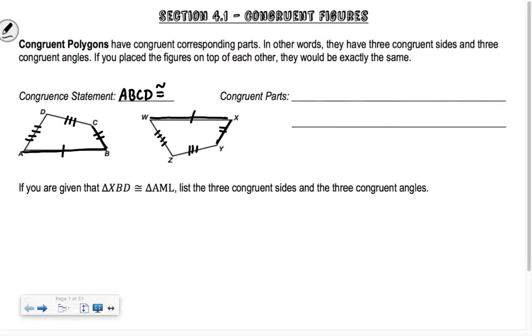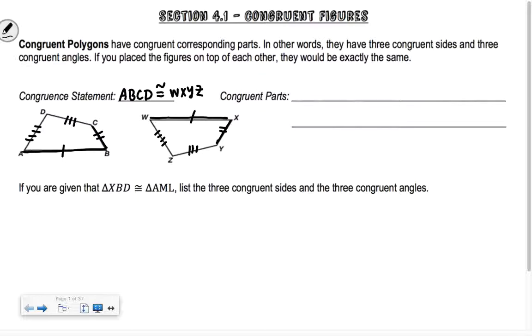Lots of little marks. As I go around A to B to C to D, let's go around in the same order on the next one. So it's going to be W to X to Y to Z, right? Do you guys all see that? It's not necessarily in alphabetical order, but it is in this case. That means all the corresponding sides are going to match up and all the corresponding angles are going to match up. So let's start with the angles.